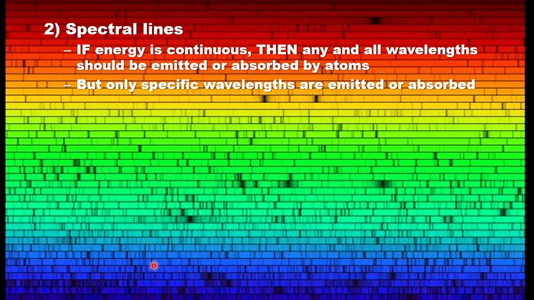The spectral lines that we observe as light is emitted or absorbed by gases. Because if energy is a wave, and waves are continuous, they're spread out over space, if energy is continuous, then the gas atoms should emit any and all wavelengths, and they should absorb any and all wavelengths, but they don't. The spectral lines that we've talked about previously are very, very specific wavelengths of light that are emitted. This shouldn't happen if light is a wave.